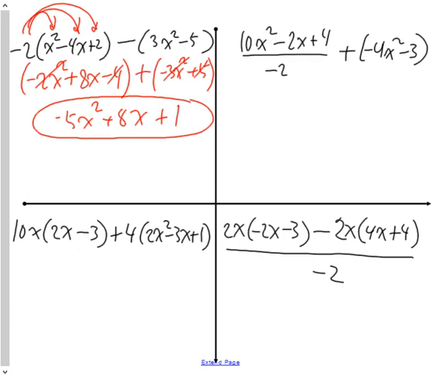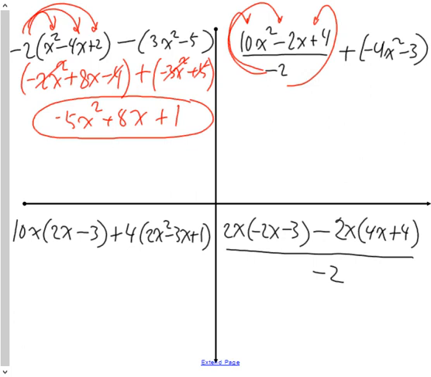In the second question, you have 10x squared minus 2x plus 4, that trinomial. That trinomial is being divided by -2. And then after, you're going to add to it -4x squared minus 3. So again, we're going to use distributive property here to divide that trinomial by -2.